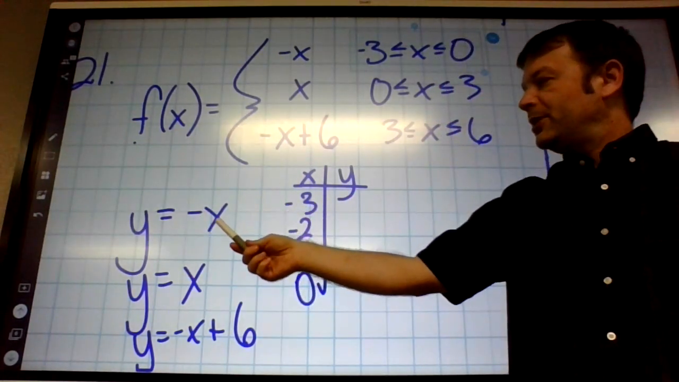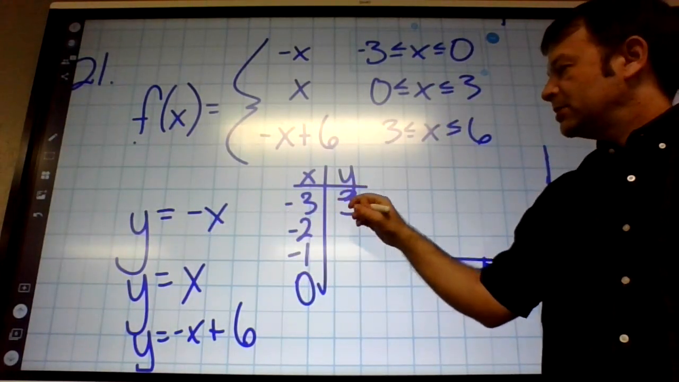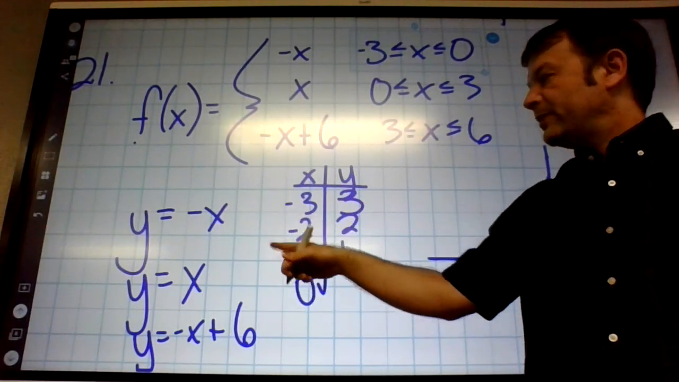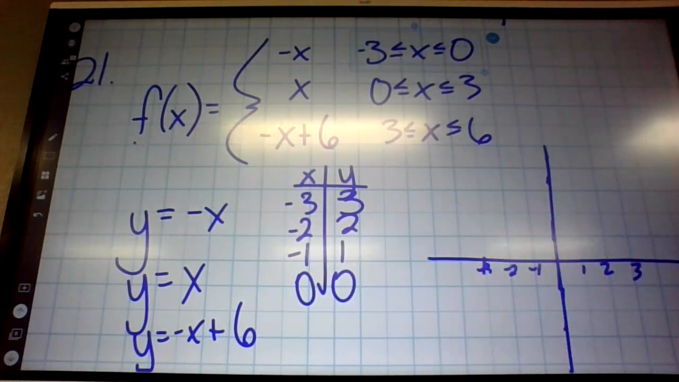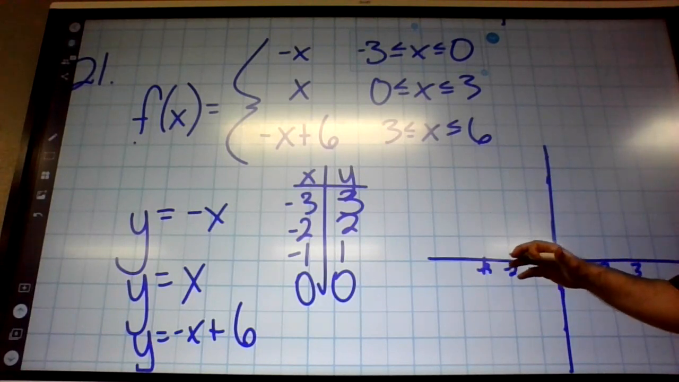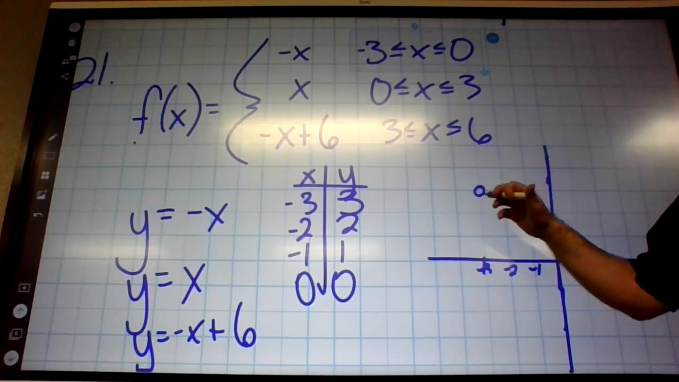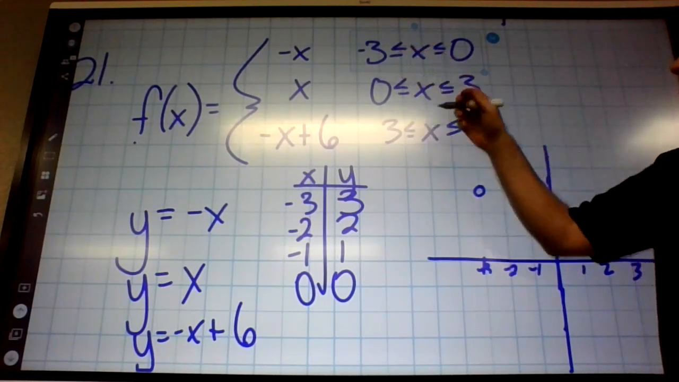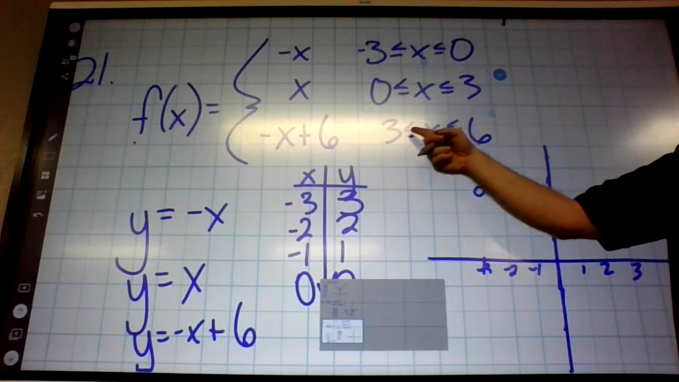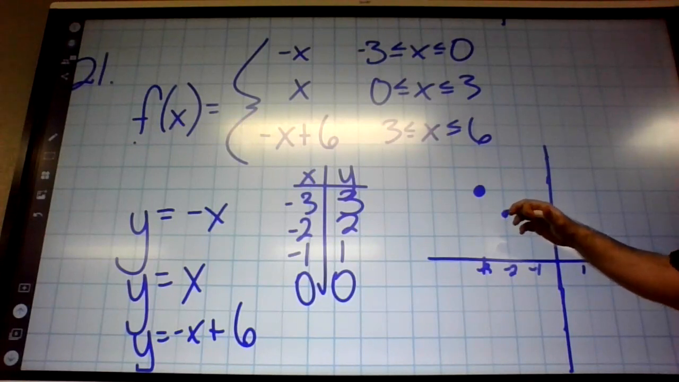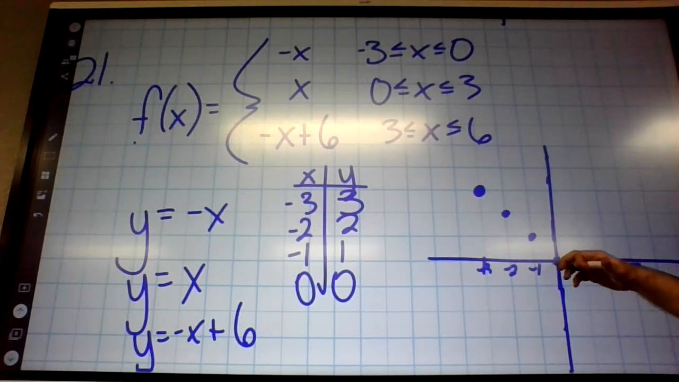If I plug in -3, what do I get? 3. If I plug in -2, if I plug in -1, if I plug in 0. Okay, so those 4 points will be our starting spot. Should I make my first point open or closed? Closed. They're all going to be closed because they're all equal to. So -3, 3, -2, 2, -1, 1, 0, 0. So we're just graphing that line from there to there.